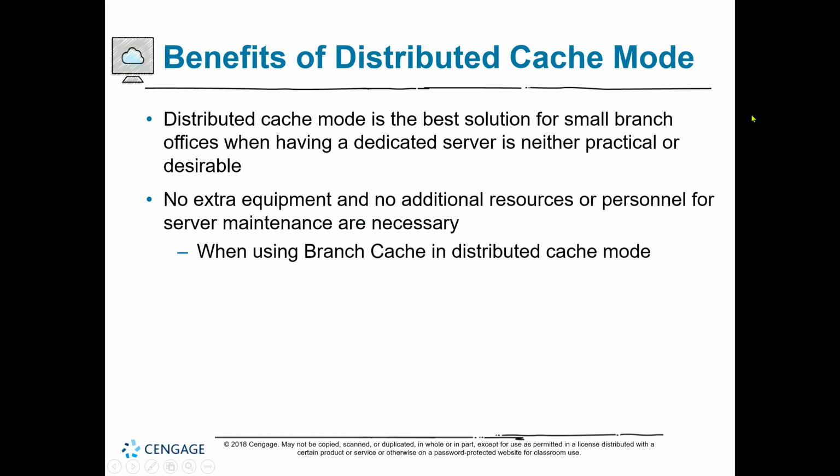Benefits of distributed cache mode. Distributed cache mode is the best solution for small branch offices when having a dedicated server is neither practical or desirable. No extra equipment and no additional resources or personnel for server maintenance are necessary when using branch cache in distributed cache mode.